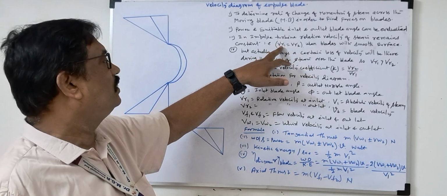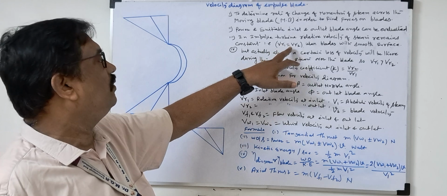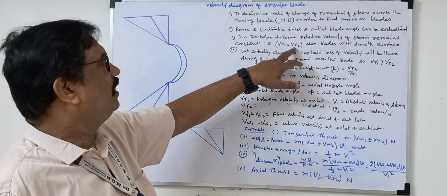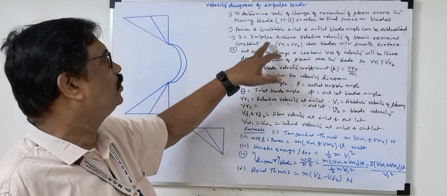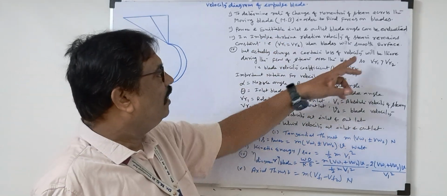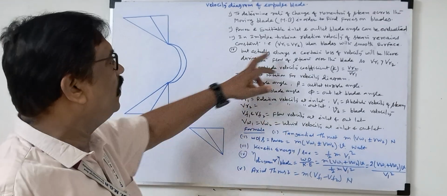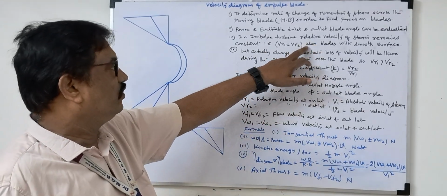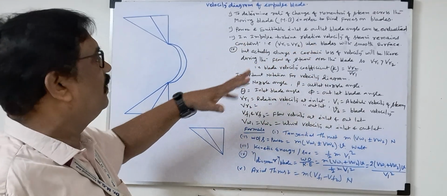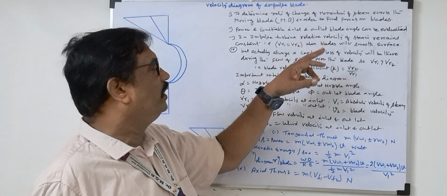We take the symbol VR for the relative velocity. So VR1 is the relative velocity at inlet, and VR2 the relative velocity at outlet. Both will be equal in the impulse turbine when the blades have a smooth surface. But actually it will not be a smooth surface. Suppose we consider a smooth surface now, then the relative velocities will be equal.